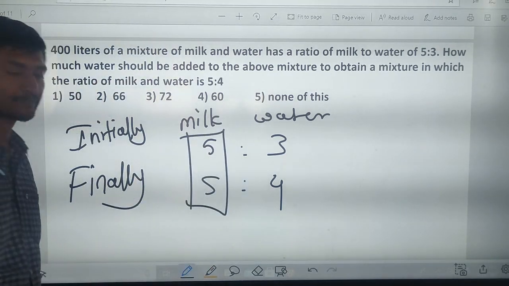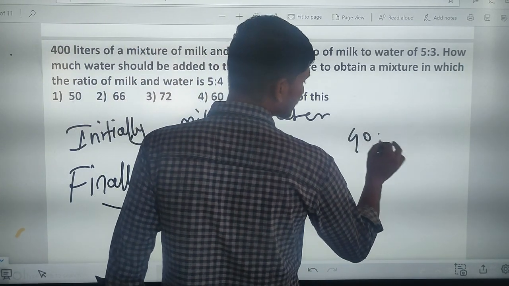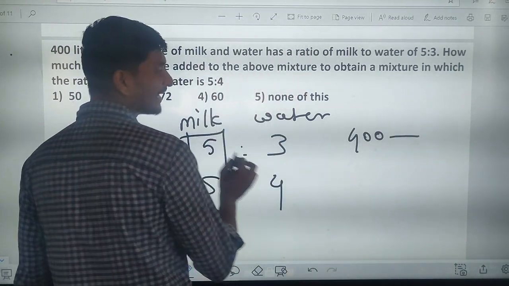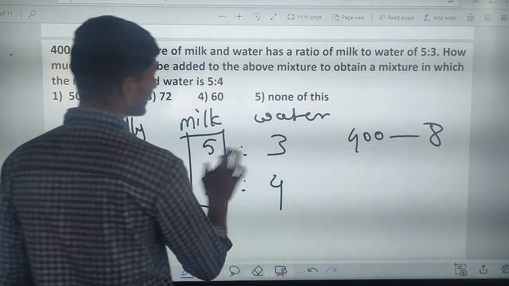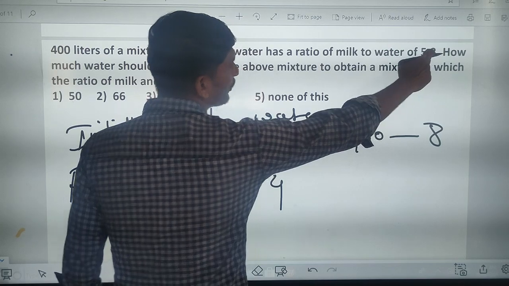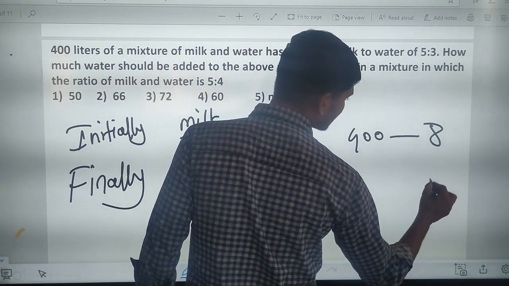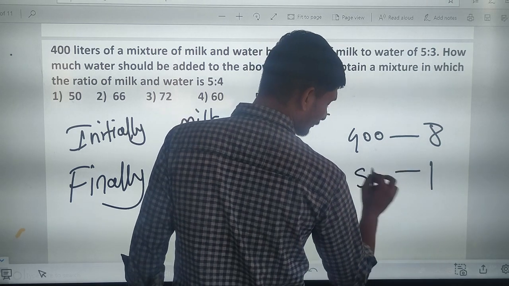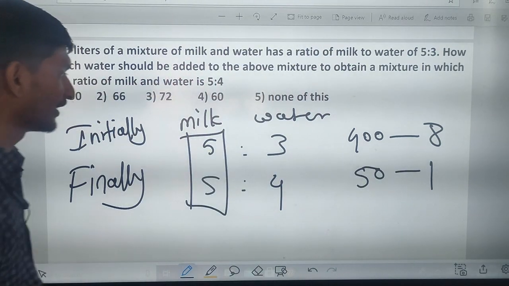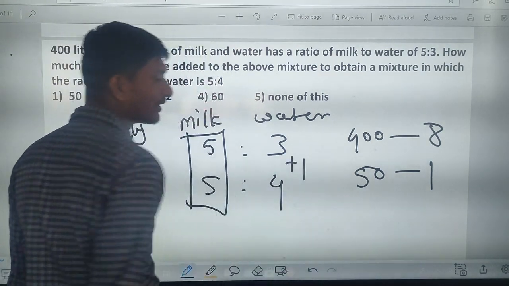Here milk is same. Then total 8 parts. Here initially 400 liters in 5:3, that is 8 parts. 400 liters means 8 parts. 1 part is 50 liters. Here now water is increased by 1 part.